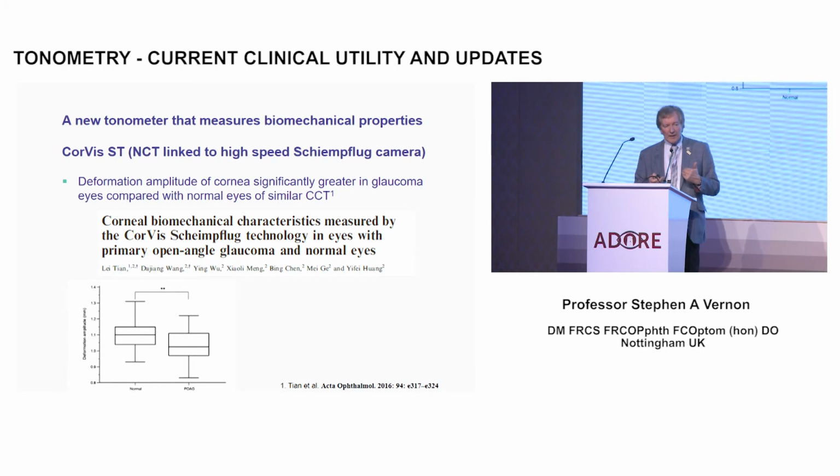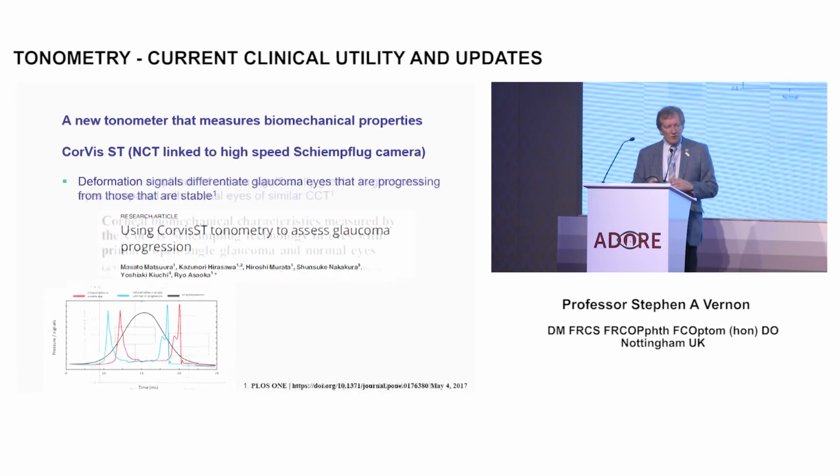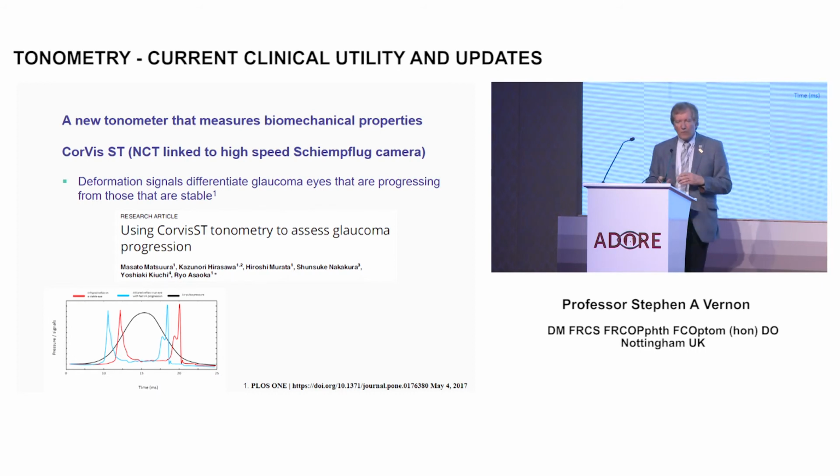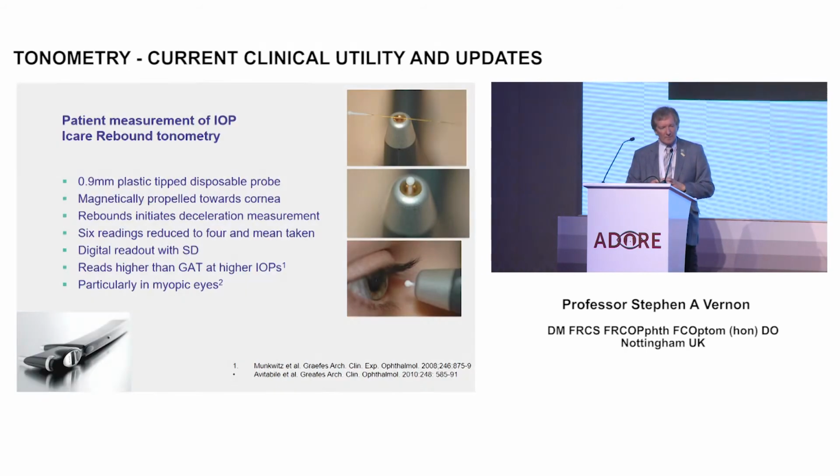The deformation amplitude is significantly greater in glaucoma patients compared with normal eyes at similar central corneal thickness. So corneal thickness is not too valuable once you're outside ocular hypertension. And it will help predict patients who are likely to progress from glaucoma. So you can see that we're moving forward in being able to identify risk factors for progression just from measuring biomechanical properties of the cornea.